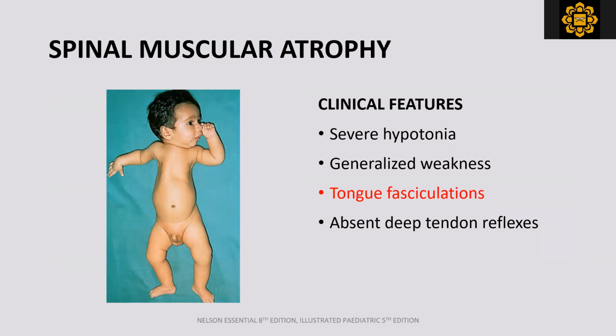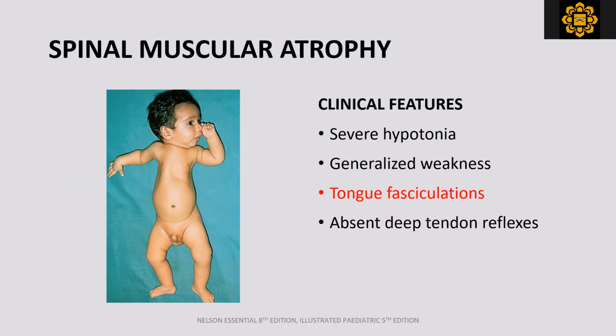Okay, the clinical features of spinal muscular atrophy: the patient will present with severe hypotonia and generalized weakness. One of the most important physical findings is tongue fasciculation, which is usually seen better when the patient is not crying or sleeping. We can also see absence of deep tendon reflexes because it is a lower motor neuron lesion.